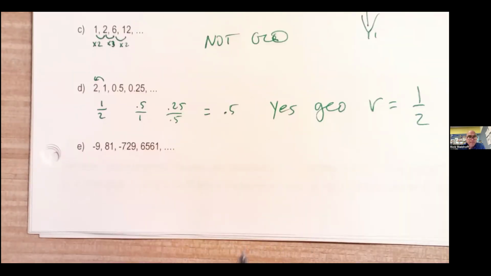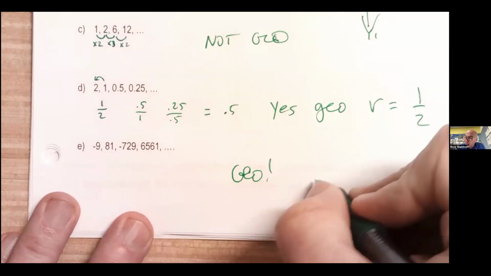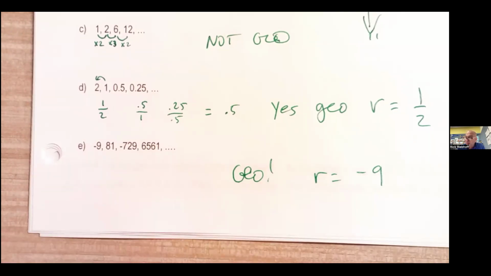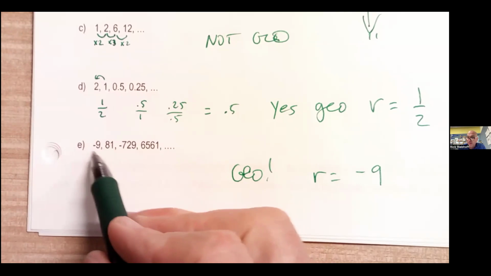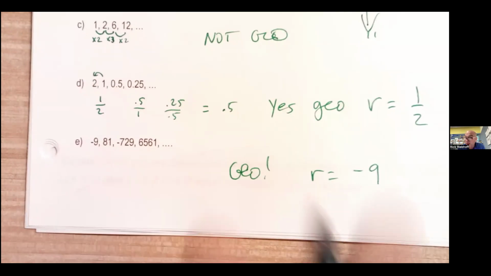What do we think? Yeah, if you said this is geometric, I believe you are right. And the ratio is -9. Okay. Again, we could do it the same way. 81 divided by this, divided by this, divided by this. Grab your calculator, do a couple of them, see what happens. Okay. We're good. Cool.